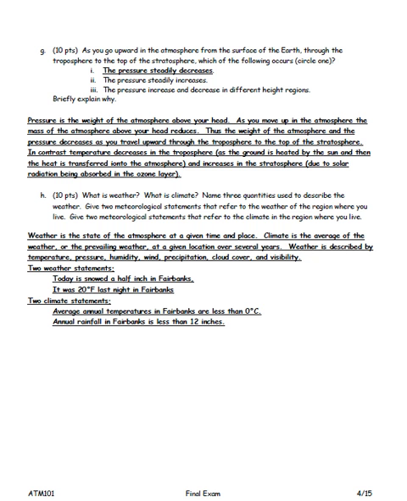So let's start. Weather is the state of the atmosphere at a given time and place. Climate is the average of weather or the prevailing weather at a given location over several years, typically 30 years. Just for the record, weather is described by temperature, pressure, humidity, wind, precipitation, cloud cover, and visibility. So pick your top 3. Temperature, pressure, and humidity, or temperature, pressure, and wind. Generally, temperature, pressure, and wind is what we've been recording in your observations during the semester.